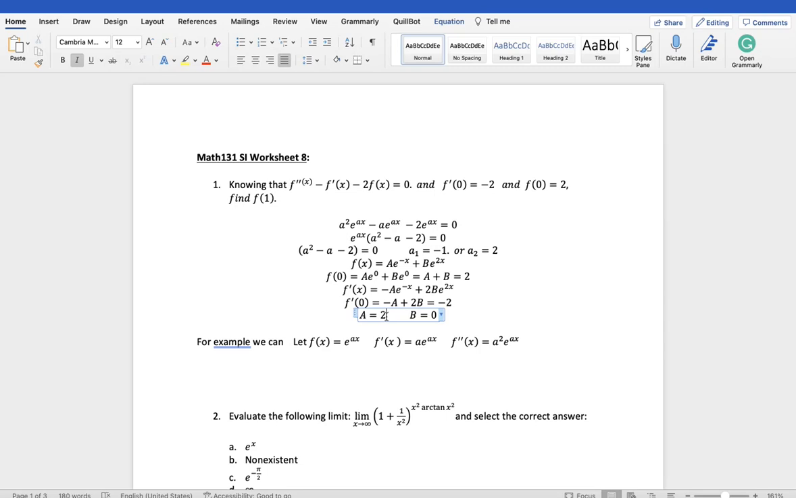I thought B is equal to 4 or 3. Sorry? Two equations, guys. These are two equations with two unknowns. A plus B is equal to 2. Minus A plus 2B is equal to minus 2. Your question, your answer, what you're trying to do is you're trying to find the value of A and B. Right?